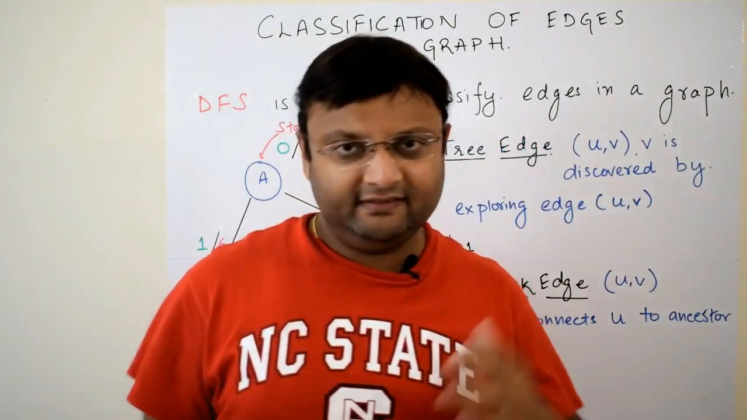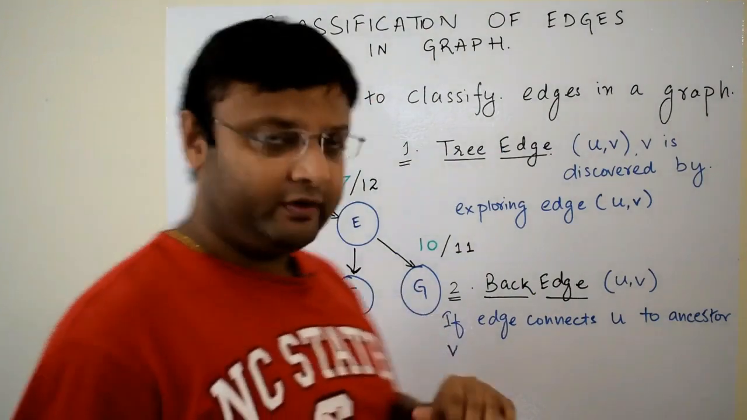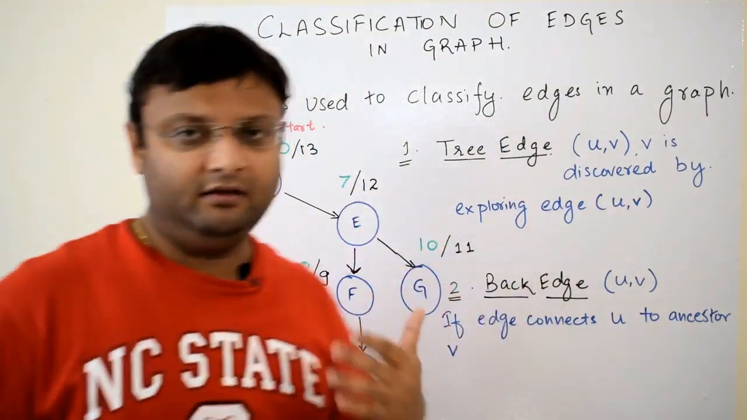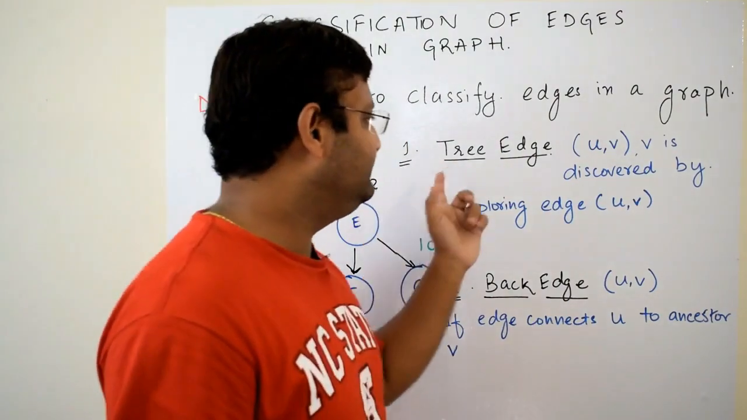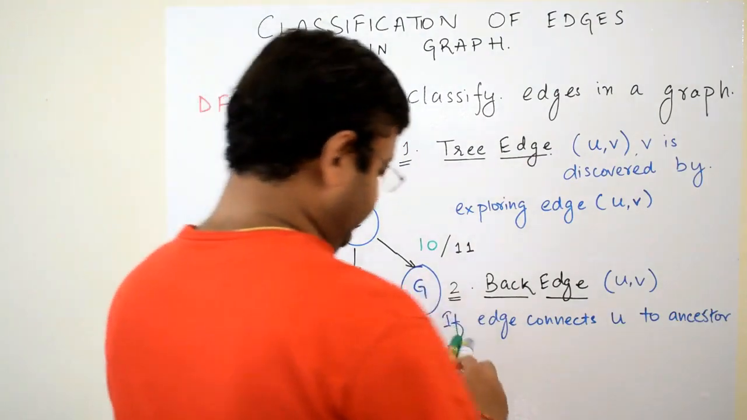So now let's see what are the types of edges a graph has. There are basically 4 kinds of edges. Let's start with them one by one. Number 1 is tree edge. What does tree edge mean?